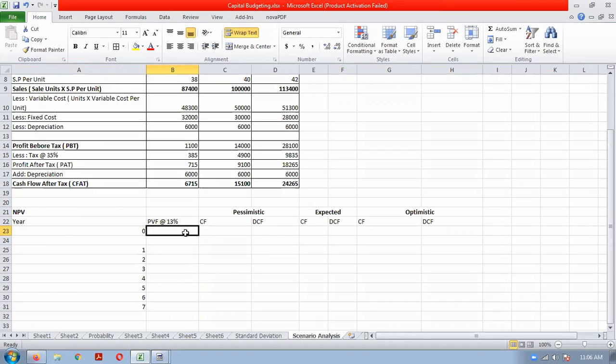At year 0, the discounting factor will always be 1. Initial investment is how much? 42,000. Clear? Then everybody calculate this fast. 13% discounting factor from 1 to 7th year. Anybody put it in the message box? Nobody is calculating. 13 divided by 100 plus 1, divided by, equal to.